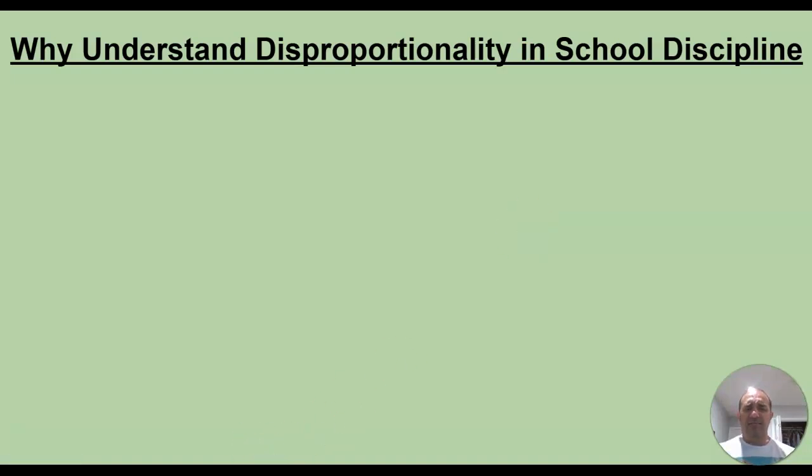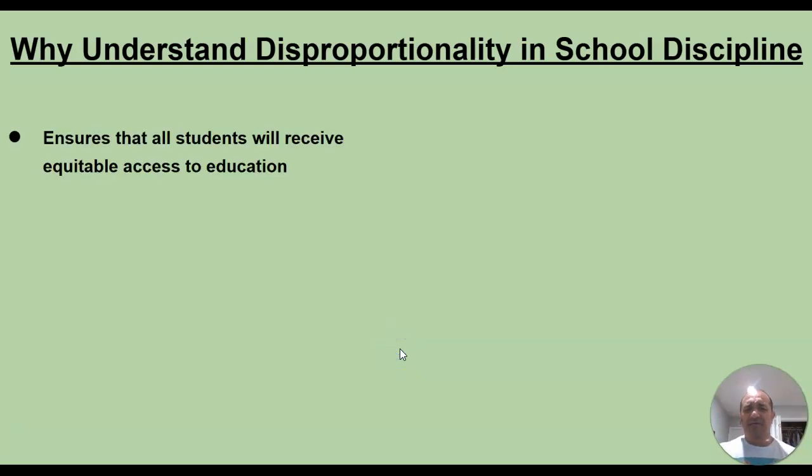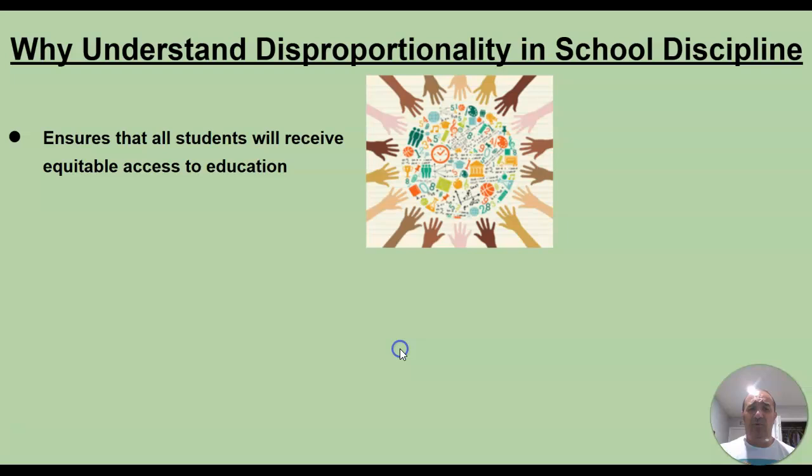So, why understand disproportionality in schools? I have three main reasons. First of all, it ensures that all students will receive equitable access to education. Second, to understand the disproportionality in schools makes you aware of the school to prison pipeline, where students who are suspended are 3 times more likely to enter the juvenile justice system. And once they set foot in the juvenile justice system, they're 50% more likely to wind up as adult offenders.